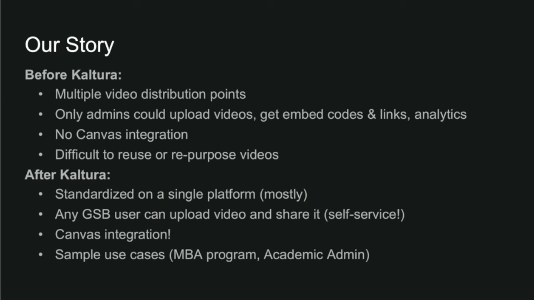Okay, so before Kaltura, like I said, multiple video distribution points. People were putting their video anywhere they could and grabbing the link to it or embed code and putting the embed code wherever they could. Only admins could do these things, and analytics was involved also. So people were distributing their own video, but they didn't have any way to see how their video was performing. There was no Canvas integration, so they were using Vimeo and YouTube and some other things to get embed code and putting videos in Canvas in that way. And it was super hard to discover video and find it and reuse it or repurpose it, so there's also a lot of duplicates out there.